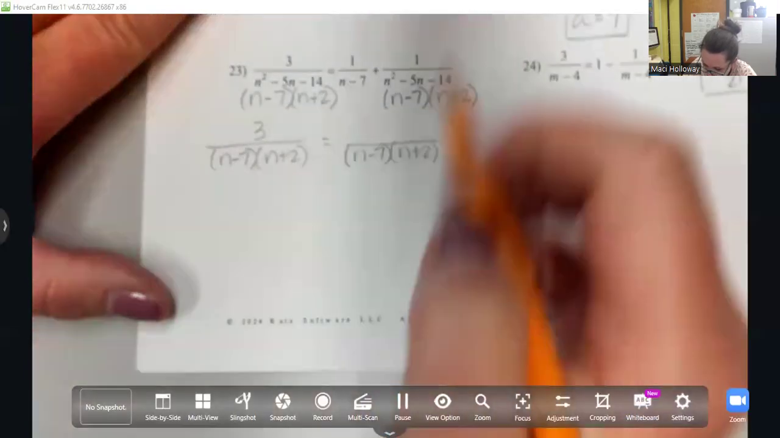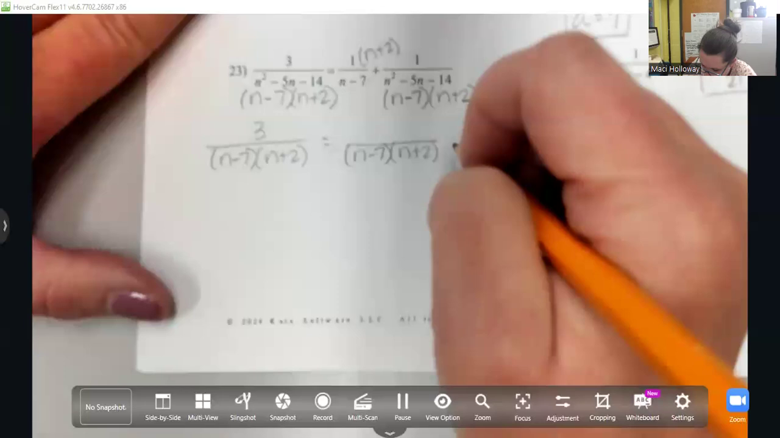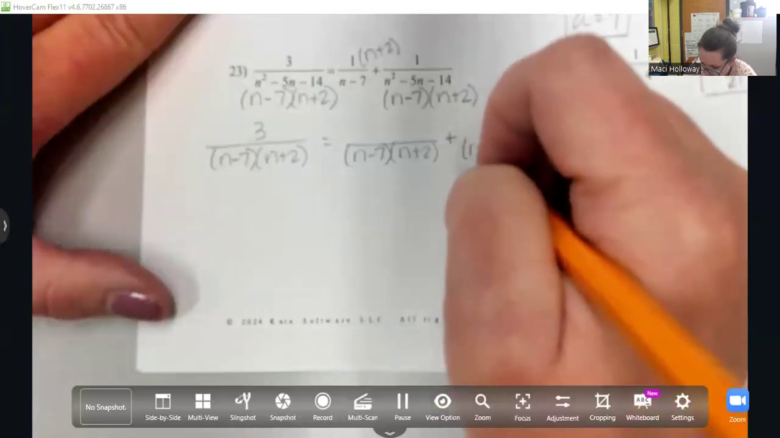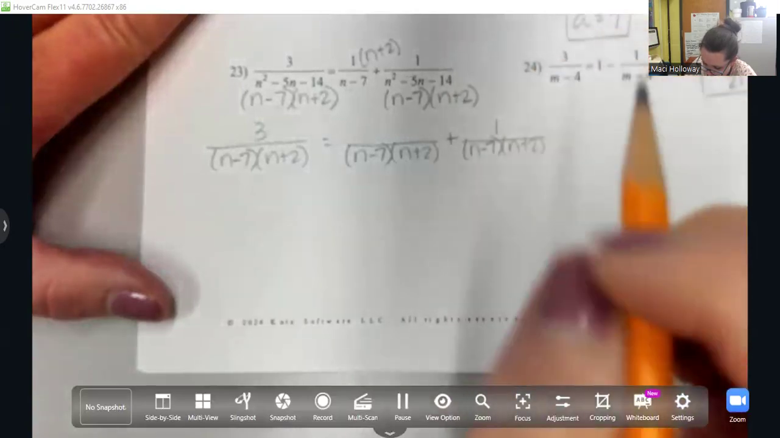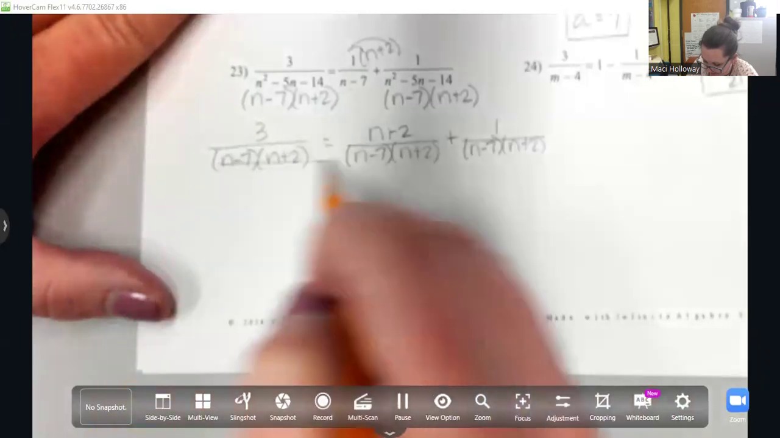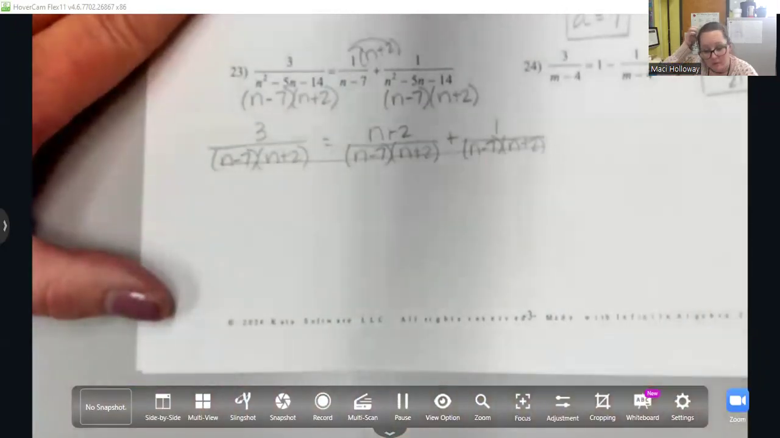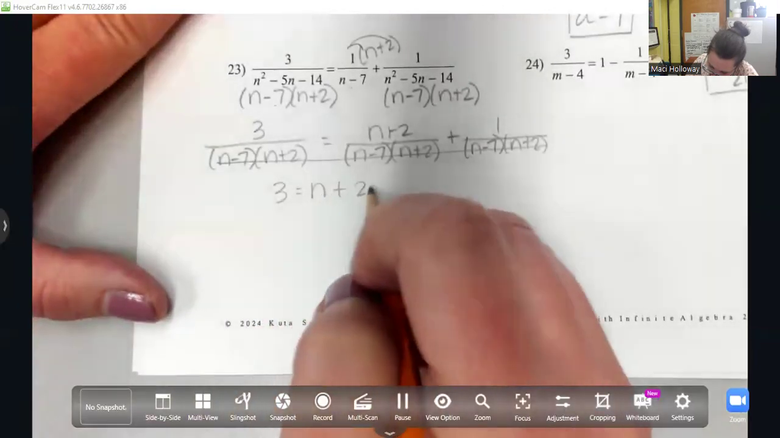This guy only has an n minus 7, but he needs an n plus 2. This guy already has everything as well. N minus 7, n plus 2. It's just a 1. We're going to distribute the 1. We get n plus 2. Once you get common denominators, you can cancel them out, only in equations. 3 equals n plus 2 plus 1.